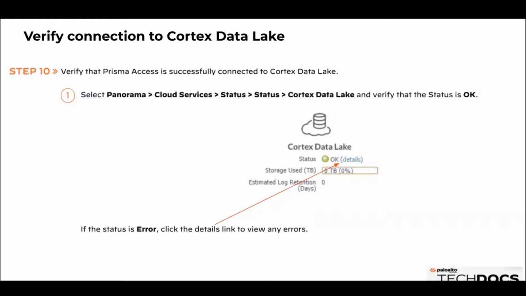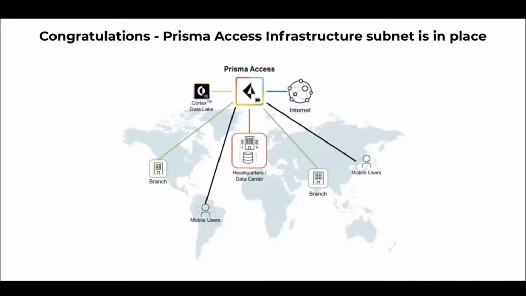And again, as I mentioned in the previous slide, if there's a firewall, make sure your security policy rules are set up to allow communication with the Cortex Data Lake. Ports are in the allow list. And if you still have any problem, please contact the Palo Alto Networks support team. So we have successfully set up the Prisma Access infrastructure subnet at this point.